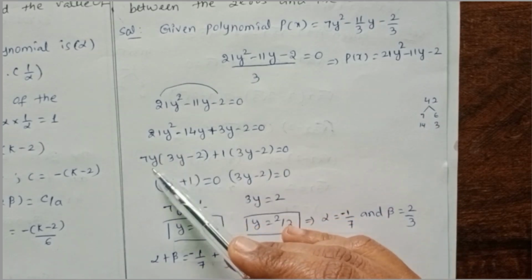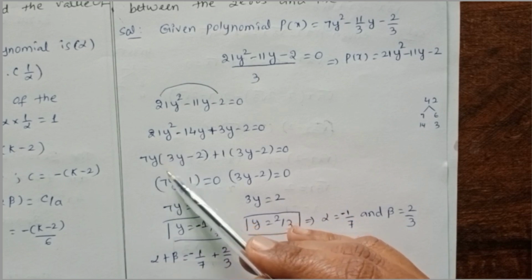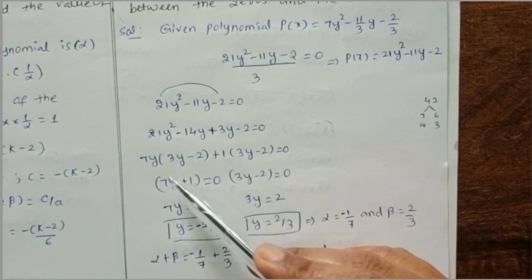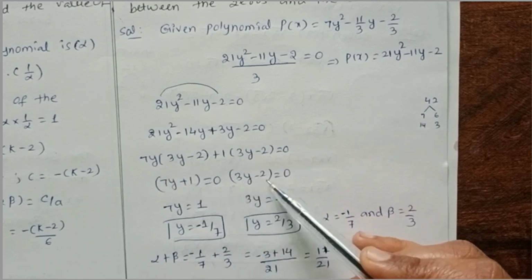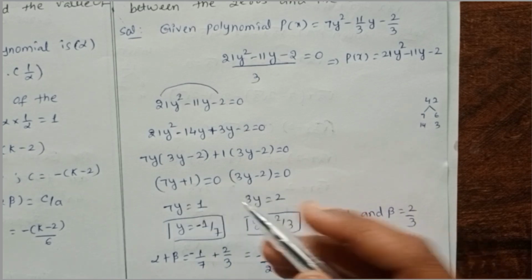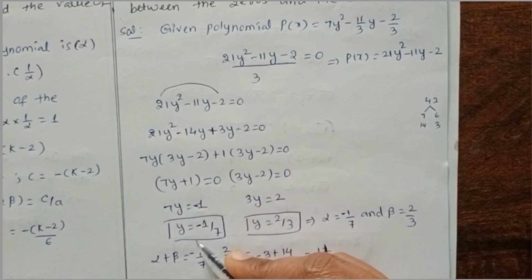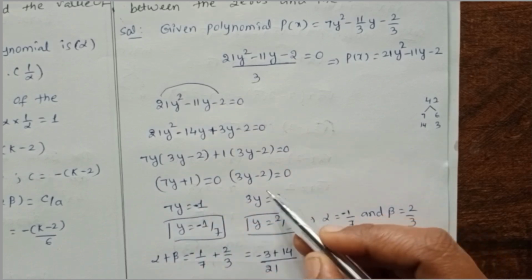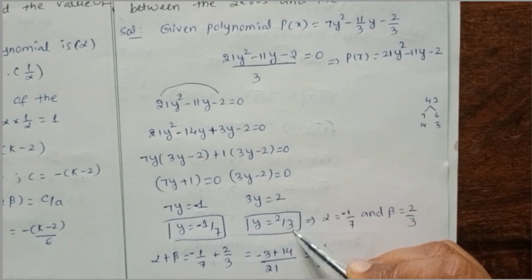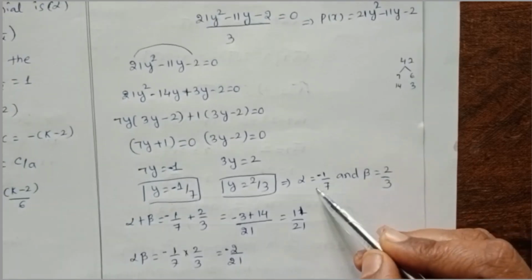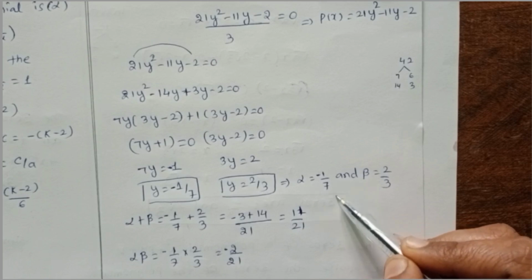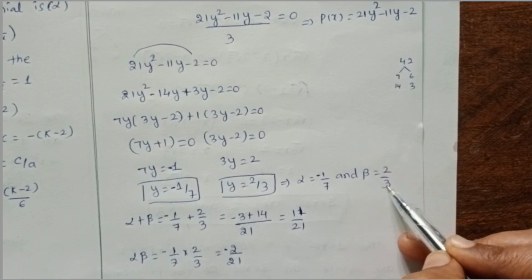Here take common 7y. If you take 7y, here 3y minus 2 plus 1 is common, 3y minus 2. So 7y plus 1 is equal to 0, 3y minus 2 is equal to 0. From here 7y is equal to minus 1, y is equal to minus 1 by 7. Here 3y minus 2 is equal to 0, 3y is equal to 2 and y is equal to 2 by 3. Now what are the zeros? Alpha and beta, that is minus 1 by 7 and beta is 2 by 3.